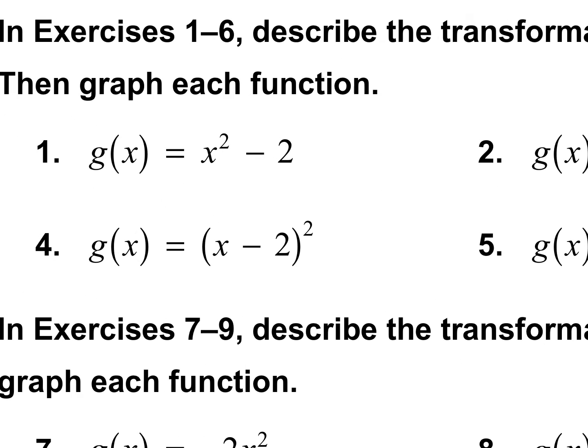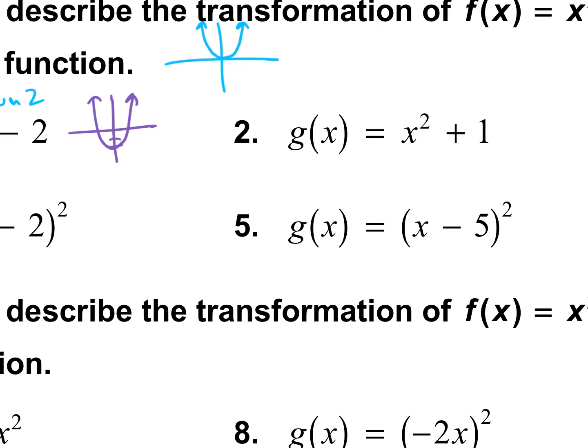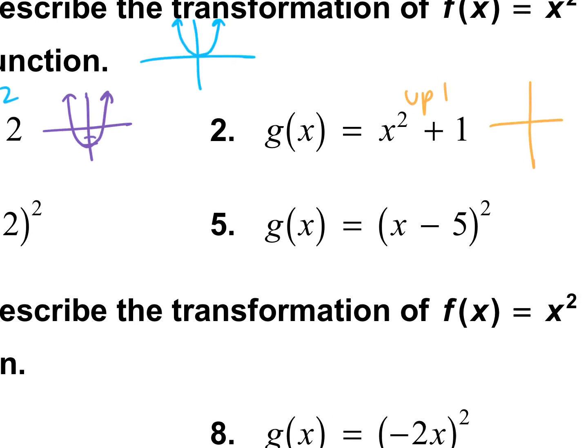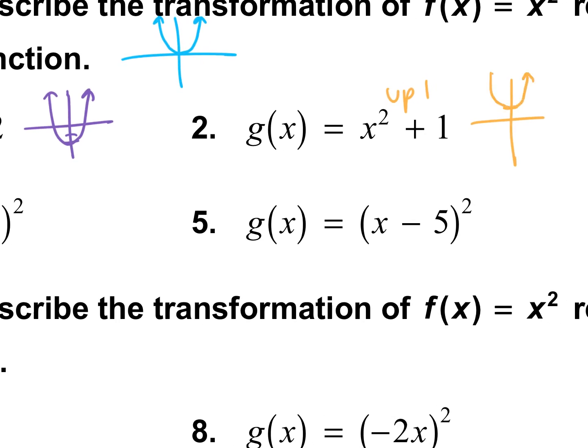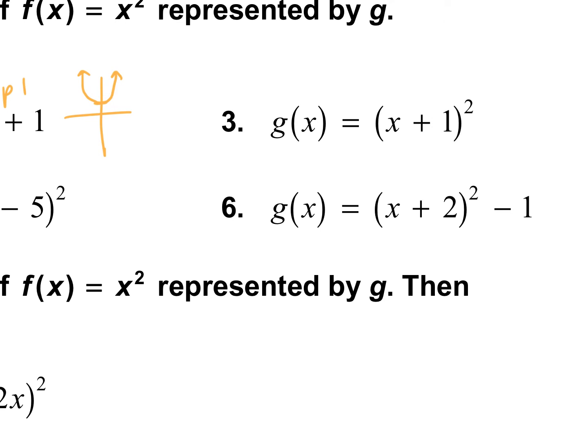So if I subtract 2 on the outside, which way would my graph be moving? Down 2. So instead of it being a normal parabola, this would be what my regular parabola looks like. When I move it down 2, it just moves down 2. So it'd look like that. For number 2, when I add 1, what does that do to my graph? Up 1. So my parabola would just move up 1. For number 3, when I add 1 on the inside, what does that do to my graph? I go to the left one. So my graph would just move to the left one.